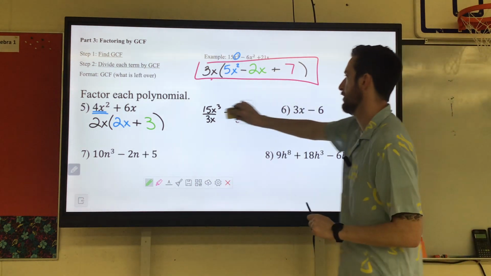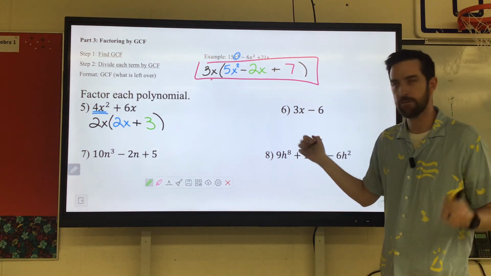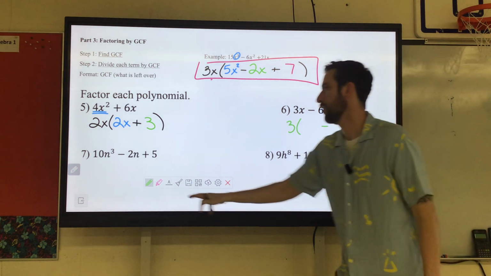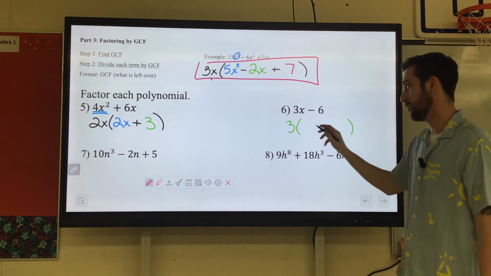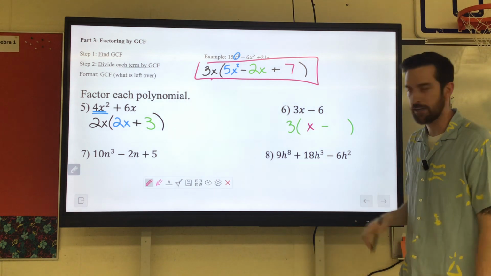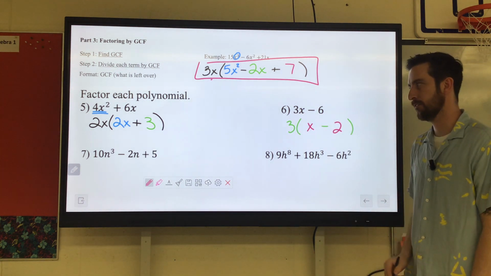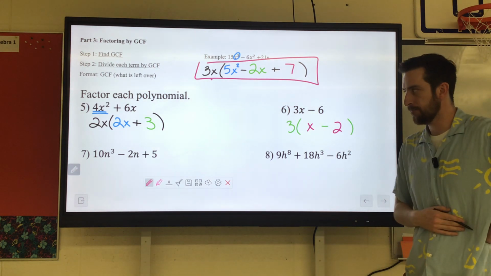3x minus 6. 3 goes into both of those. 3 times what gives you 3x? 1x, right? 3 times x is 3x. And 3 times negative 2 gives you negative 6. All right.